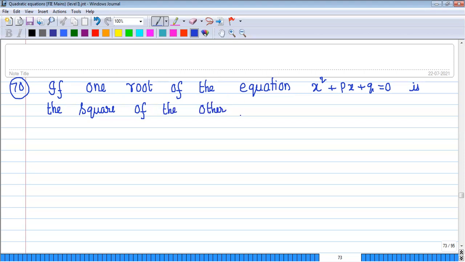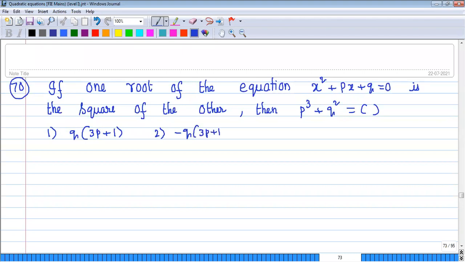Square of the other. Then p cube plus q square equals to: first option, q times 3p plus 1; second one, minus q times 3p plus 1; third option, q times 3p minus 1; fourth one, q times 1 minus 3p.